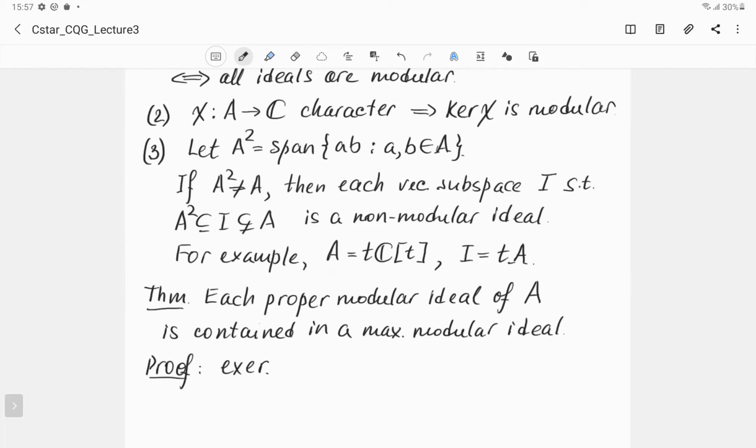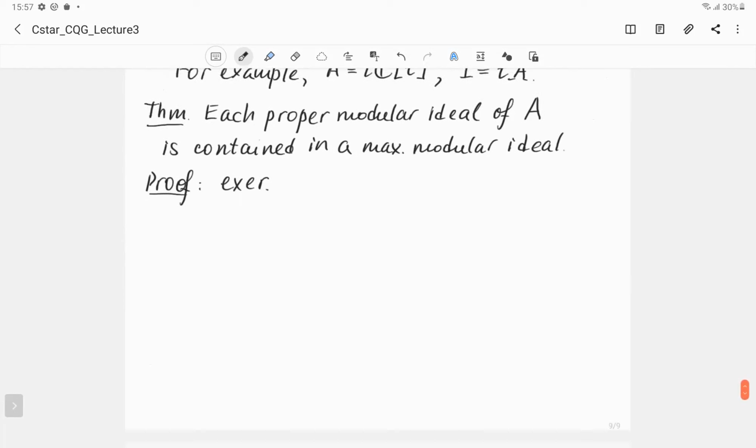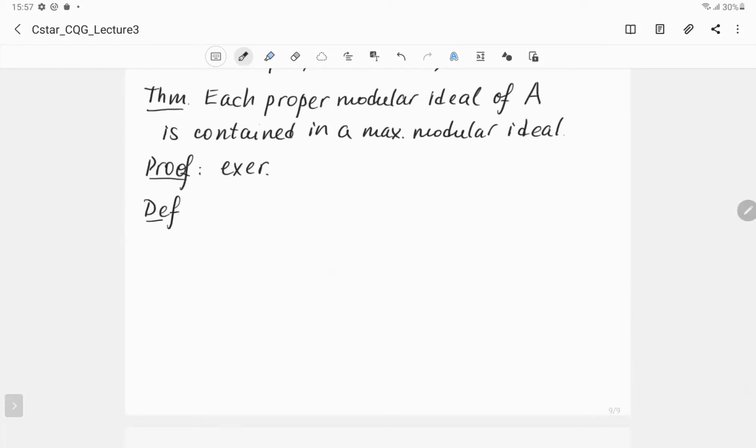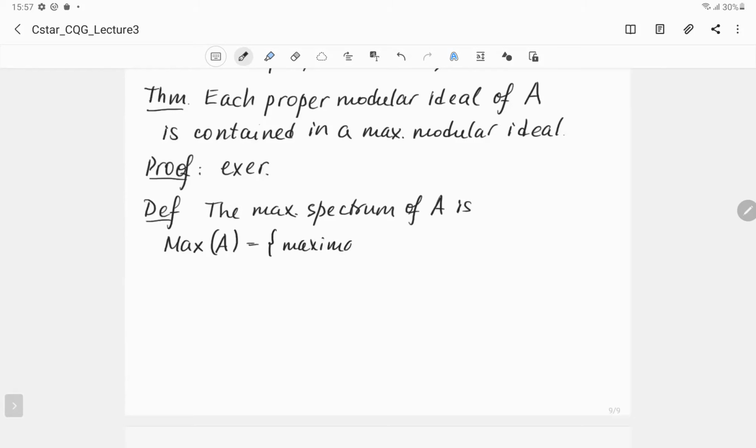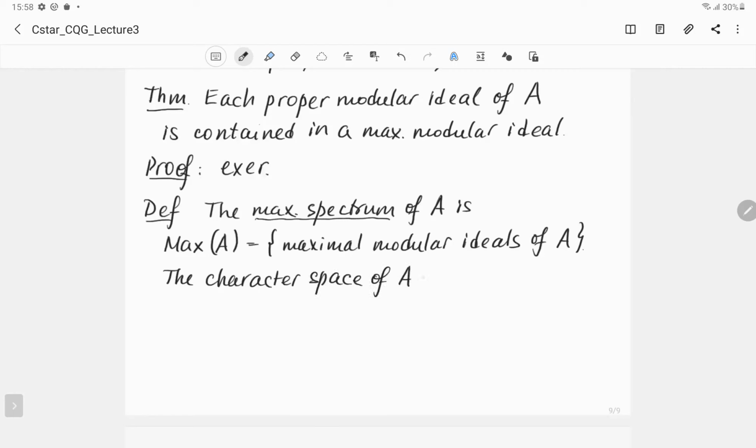Okay, now let's introduce some notation. First of all, we define the maximal spectrum in the non-unital case. The maximal spectrum of A is by definition the set of all maximal modular ideals of A. And as before, we introduce the character space. The character space of A is defined as before. So this is the set A hat, which consists of all non-zero characters.